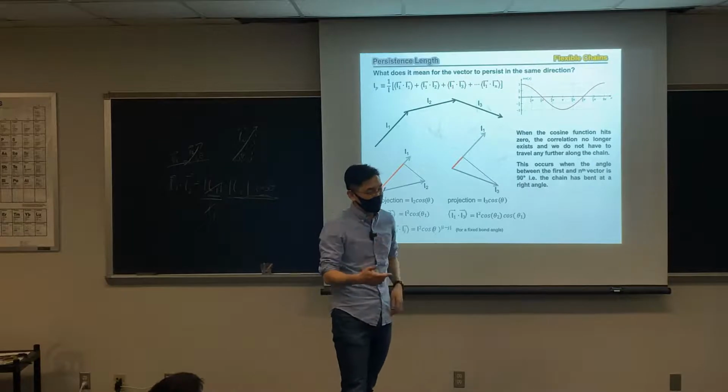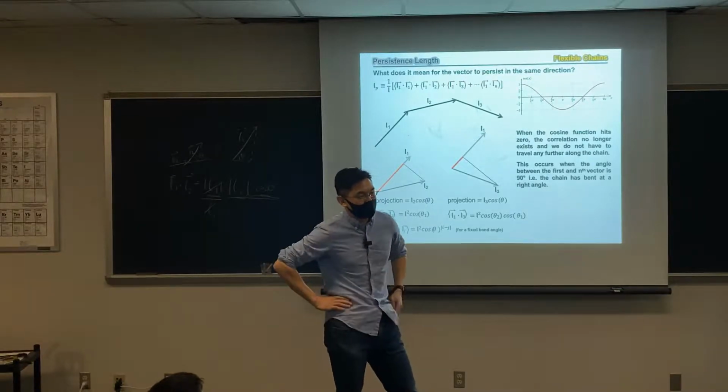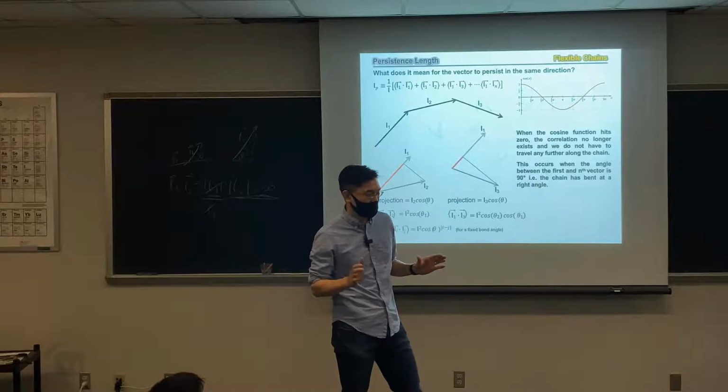The more times it multiplies by itself, the smaller it is. So in other words, bond 100 is not going to remember anything of what it once said.